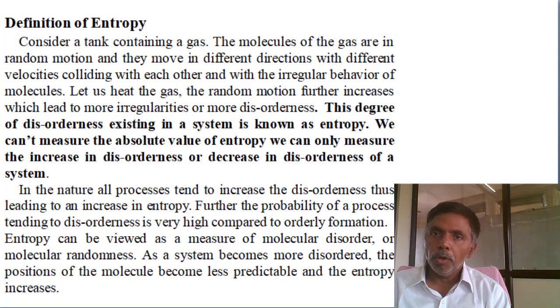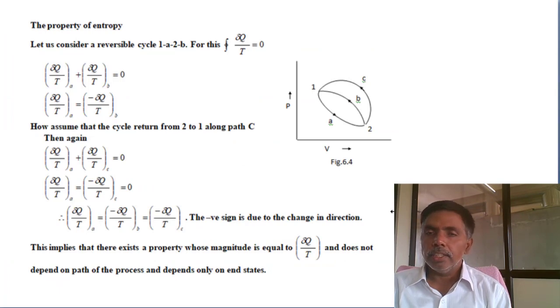Absolute we don't know. While performing some process, how much disorderliness is increased, that is called entropy. The entropy equation for the reversible process is dou Q by T. And next, is entropy a property or not? For a reversible process, entropy is a property.